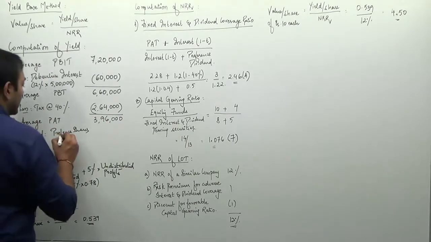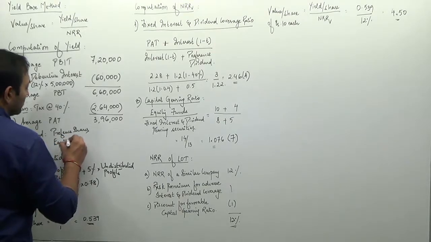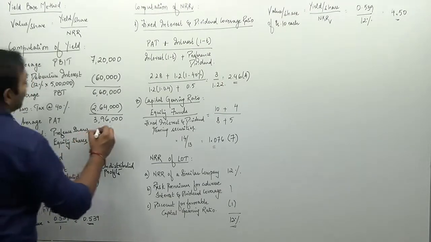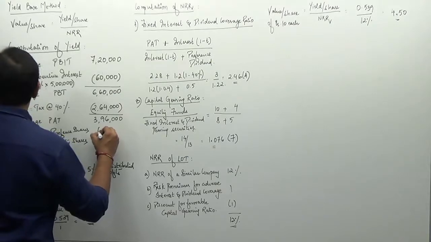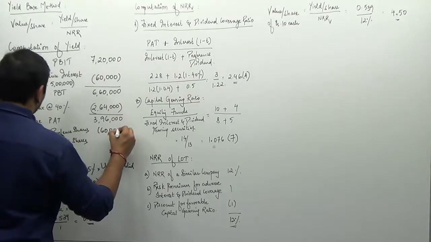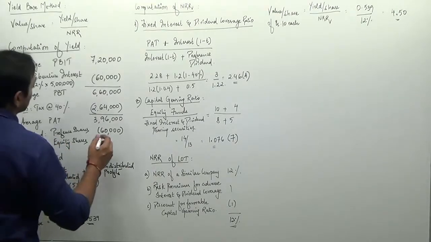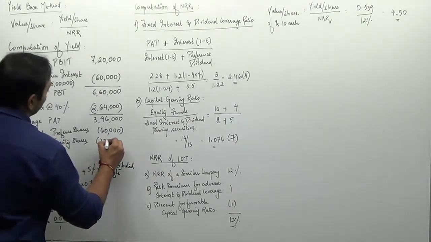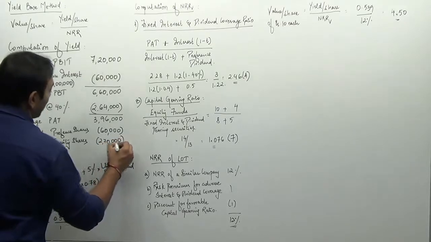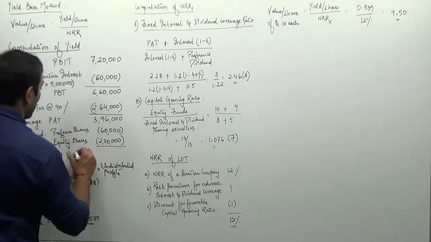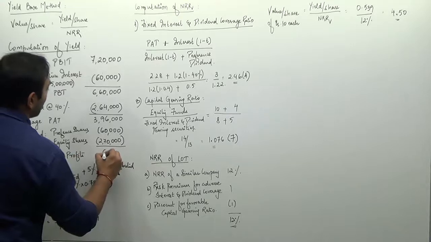Out of this, dividend declared for preference shares as well as equity shares. Preference shares 12% of 5 lakhs is again 60,000. He is regularly paying equity dividend of 15% on 18 lakhs of share capital. 15% on 18 lakhs of share capital is 2,70,000. Finally, I'll come up with undistributed profits of 66,000.